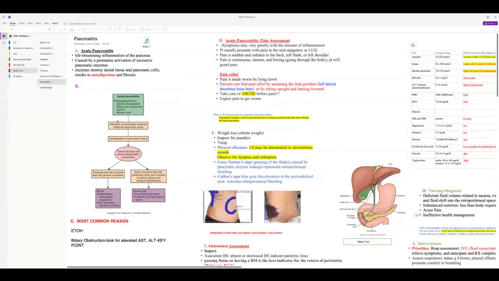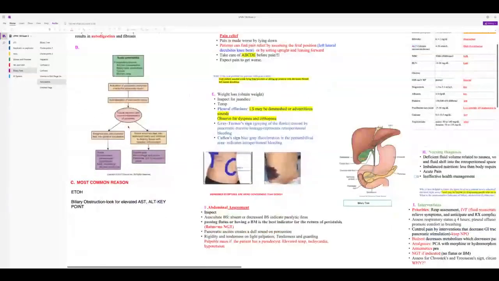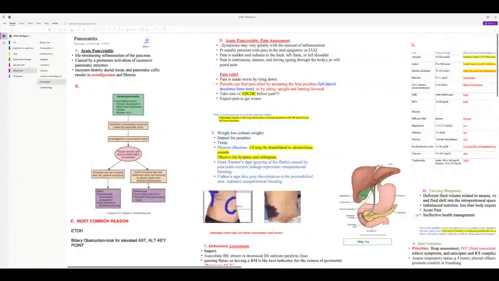So with this, you're going to do a pain assessment. The pain waxes and wanes. It varies greatly depending on the extent of the condition, right? Because I've taken care of patients with pancreatitis that go to the floor. I've taken care of patients that go to the unit because they're so sick. So there's a wide degree of variation in this.